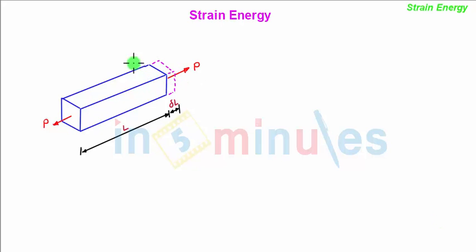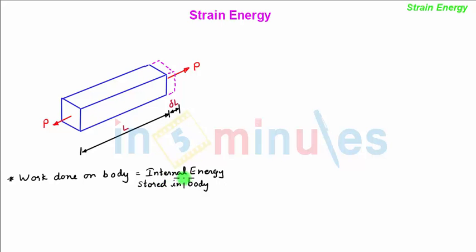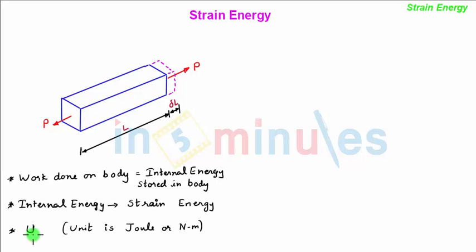So the work done upon the body for loading up to the elastic limit is stored in the body in the form of internal energy, and this internal energy stored in the body is called strain energy. It is this strain energy which does work upon the body so that the body comes back to its original size and shape when the load is removed. Strain energy is denoted by capital letter U and its unit is joule or Newton meter.